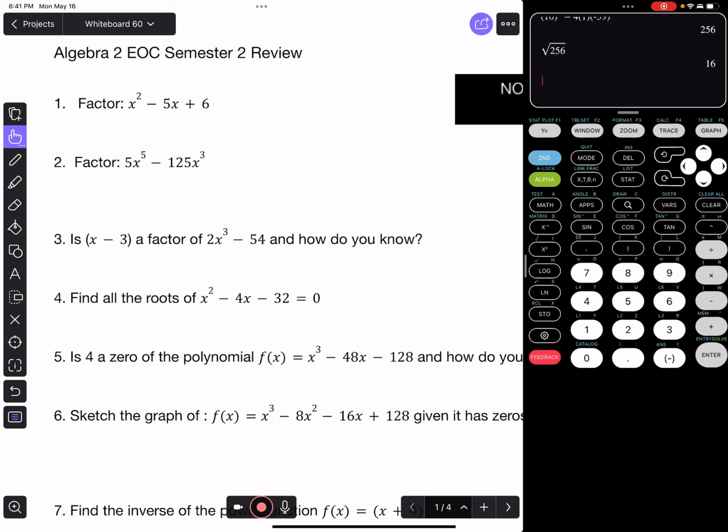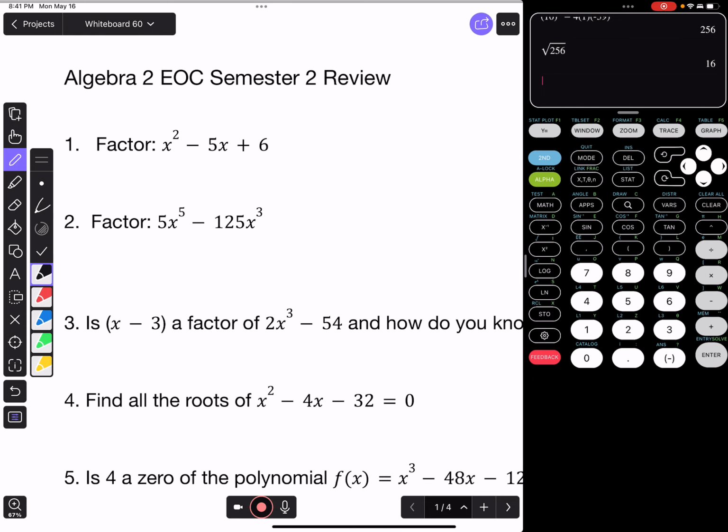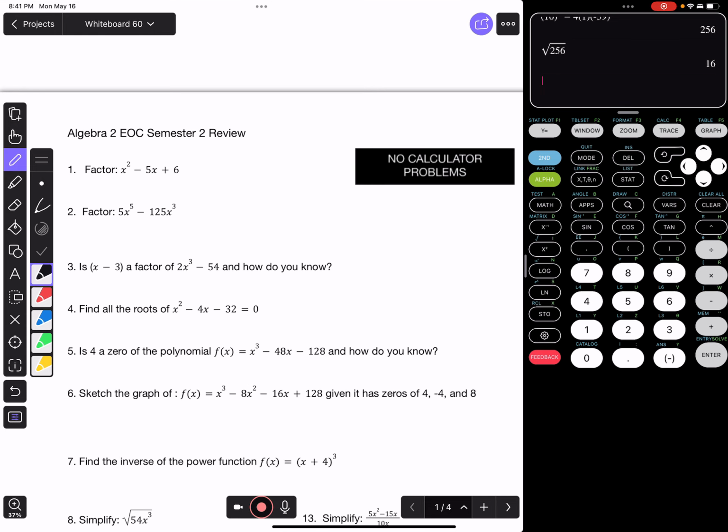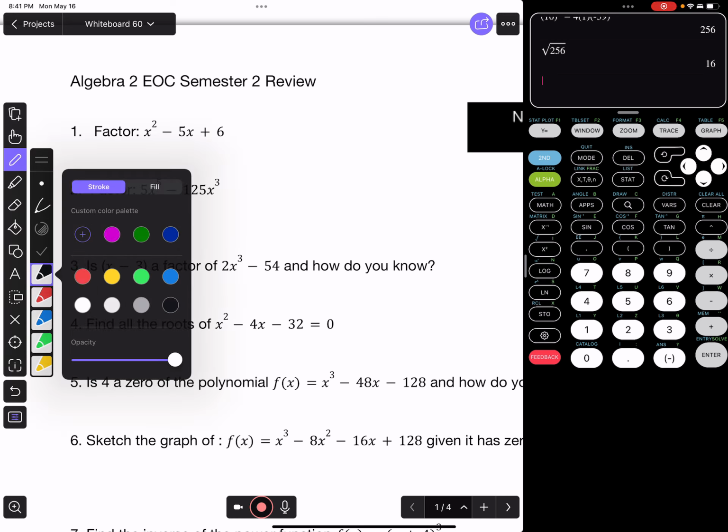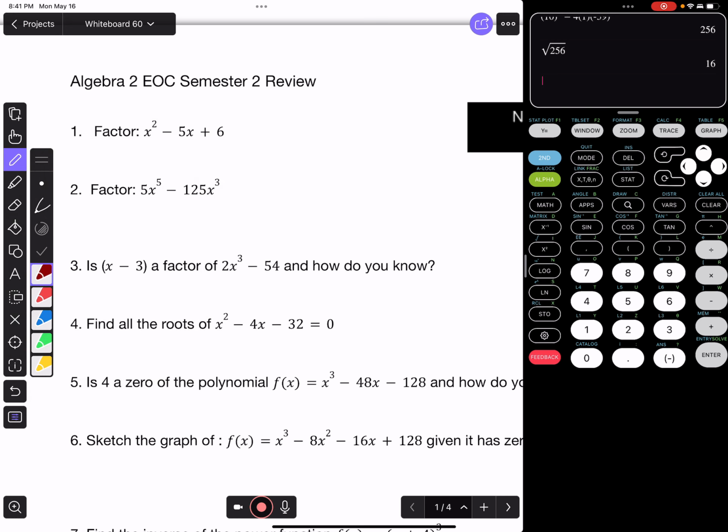Alright, so here we go with the part of the test where you cannot use your calculators. So these are non-calculator problems. We started these in class, but I'll run through them here again really quick if we can.